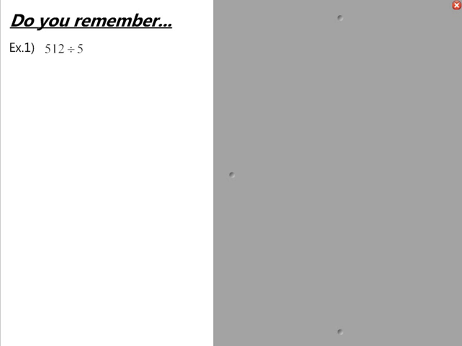When you first learn how to divide this, you set up 512 and then divide it by 5, like this. And you ask, how many times does 5 go into 5? Once. And then you multiply, you subtract down to get 0, then you bring down the next one. 5 goes into 1 0 times, so then you bring down the next one.